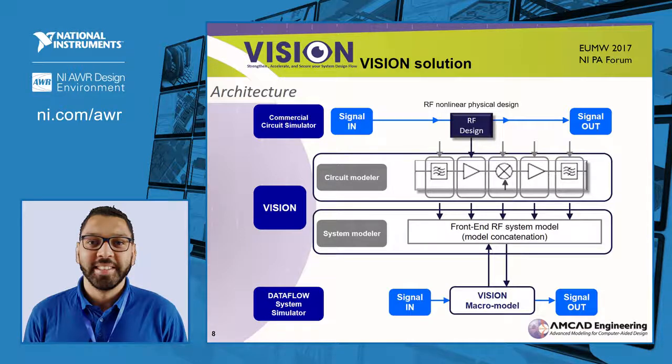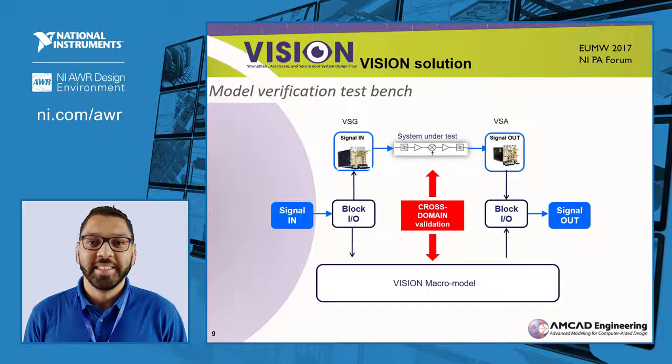Another way is to start with a commercial circuit simulator. If you have the RF design of your circuit, we provide templates to extract this data to build your behavior model. The rest of the methodology remains the same. There is also a model verification test bench to compare your physical system with the Vision macro model, and so to qualify your modeling process.